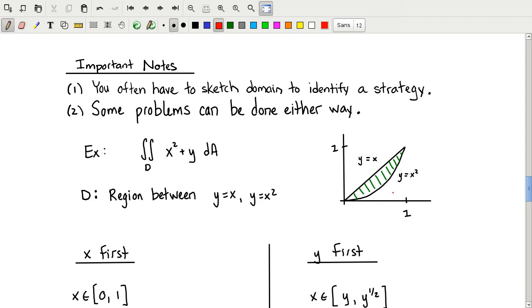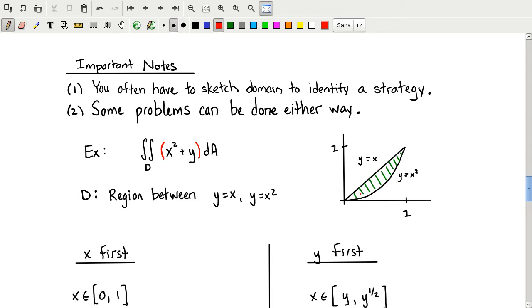So here we'll do our first example. We integrate the function x squared plus y over the domain D, an area integral, a double integral over the domain D, which consists of the region between the functions y equals x and y equals x squared. So we sketch these functions, y equals x and y equals x squared, and we see that they enclose a region here in between them. And we now ask, should this be a type 1 or type 2 integral? Should I first do x or should I first do y?